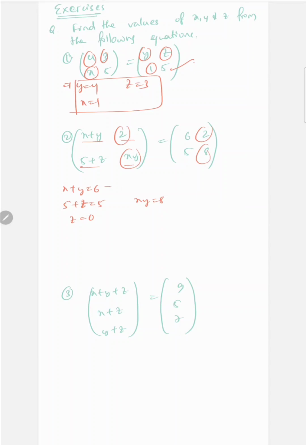We can write this equation for x as x is equal to 6 minus y. So putting x is equal to 6 minus y in this, 6 minus y into y is equal to 8. So this is 6y minus y square is equal to 8. We can write it as y square minus 6y plus 8 is equal to 0.